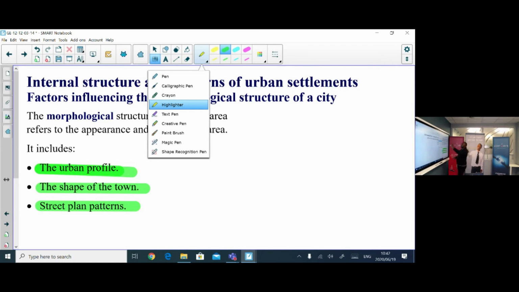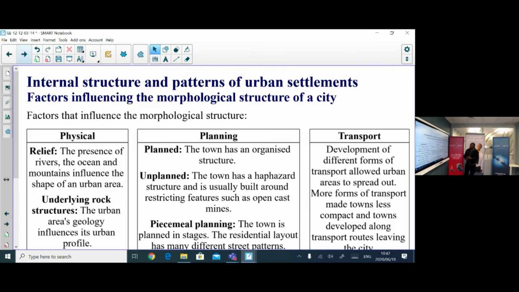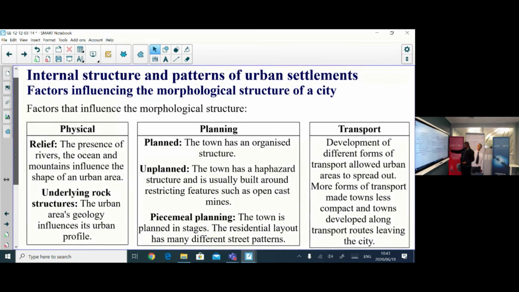Let's move on. Factors that influence the morphological structure are the physical, which is your relief and your underlying rock structures, then your planning, which is whether it is planned, unplanned, piecemeal planning, and so forth. And then the transport: the development of different forms of transport also influences the morphological structure of the city.